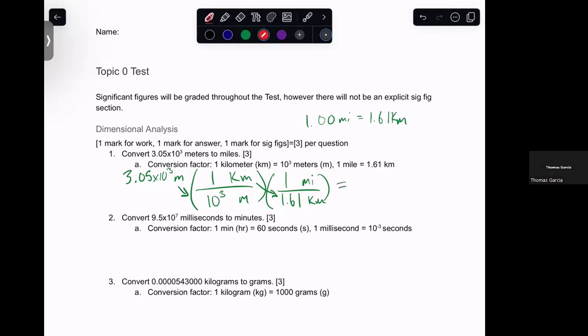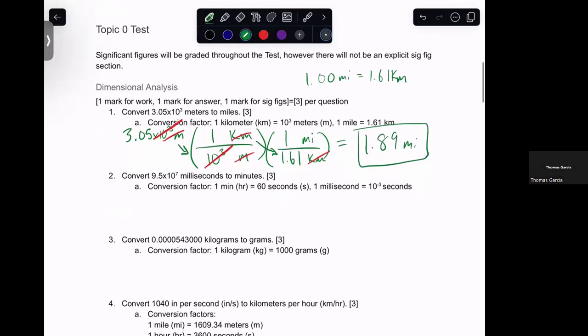When we do this, we find that our meters cancels with our meters, kilometers with kilometers, and the 10 to the third actually will even cancel with the 10 to the third up here. So it's just 3.05 divided by 1.61, and that brings us to an answer of 1.89 miles.